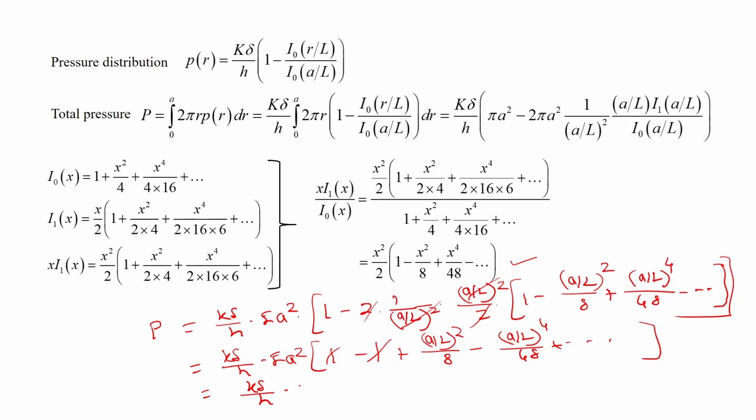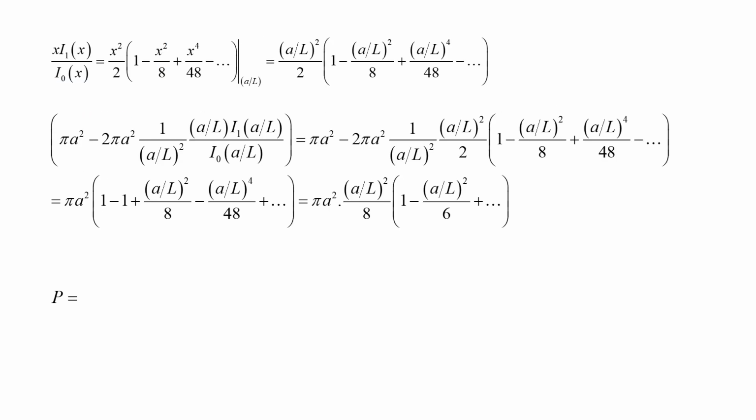k delta by h into pi a square into, so I can take this a by l whole square by 8 common, so it will be 1 minus a by l square by 6 etc. So it will get simplified like this with this particular term a by l whole square by 6. So this is what I have obtained here.